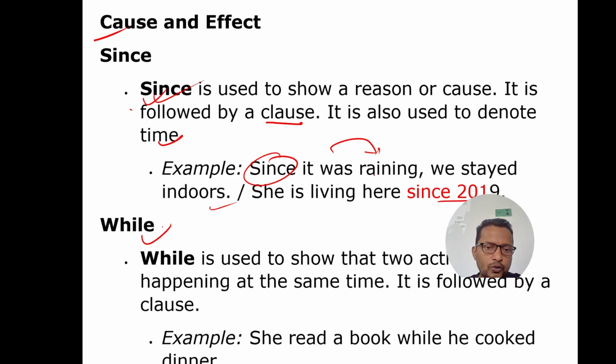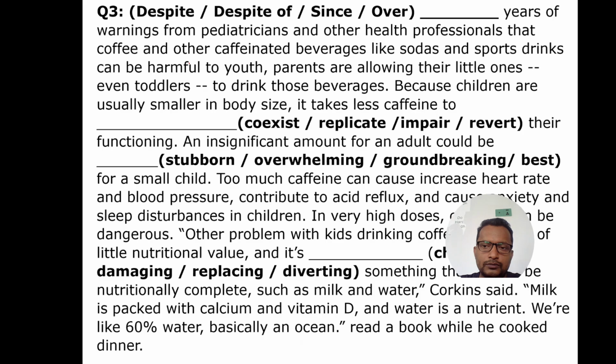While is used if you are comparing two actions happening at the same time. While is used to show two actions that are happening at the same time, right? Like, she read a book while she cooked dinner. I am learning PTE while I am listening to music. I am traveling while I am reading a novel. So if you are trying to show two actions happening at the same time, you use while. Now I'll give you 2 minutes to solve this.